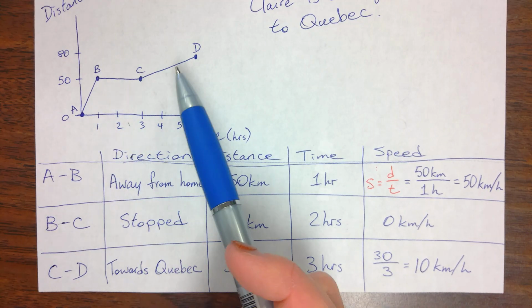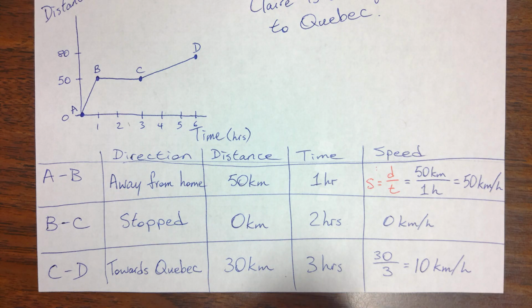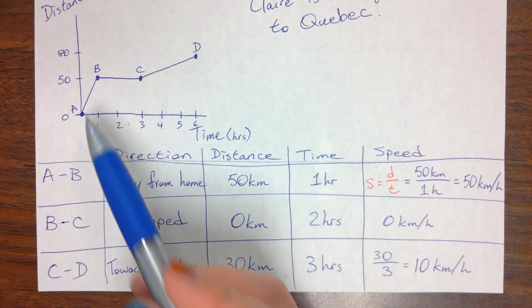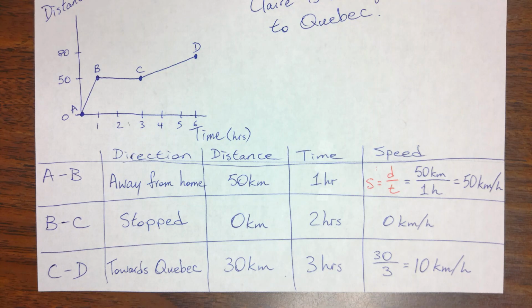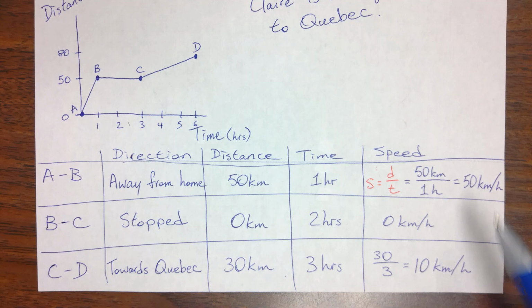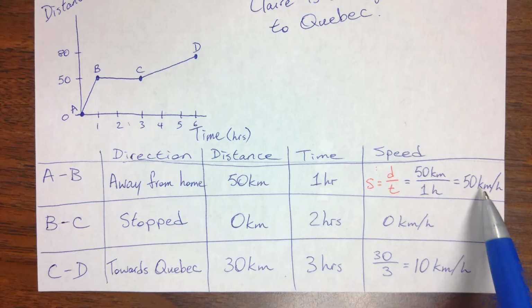Okay, so taking a look at this motion graph right here, is A to B steeper or C to D steeper? Which line is steeper? This one or this one? Yep. Steeper means more vertical. So A to B or C to D? Which one is more steep? A to B. And I can tell because the speed was much bigger. Okay, so the steeper the line, the faster your speed.